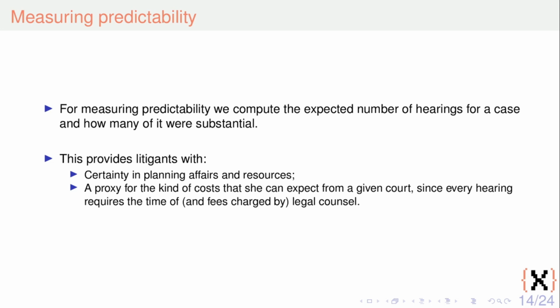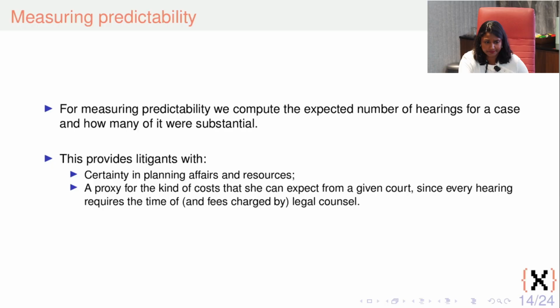affairs and resources, and lawyers usually charge per hearing, so it acts as a proxy to cost. And finally, the opportunity cost for the litigant to be in court present that day as opposed to being at her workplace or home, that can also get captured in terms of the number of hearings.